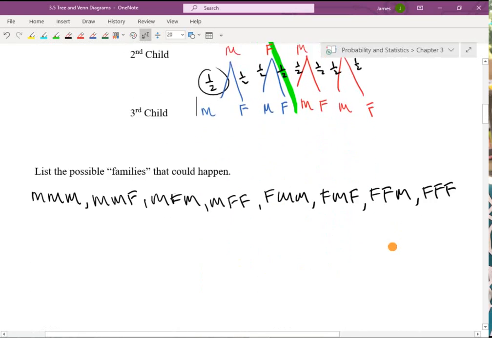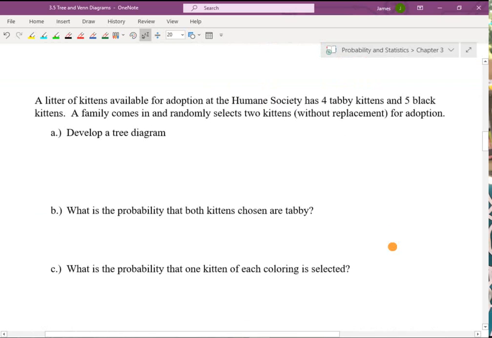Okay, so this question here says a litter of kittens available for adoption at the Humane Society has 4 tabby kittens and 5 black kittens. A family comes in and randomly selects 2 kittens without replacement. So right there, that tells me something about my events. If it's without replacement, then what kind of events? They're dependent. So my probabilities are going to change as we move through this tree diagram. Okay, it says develop a tree diagram. What's the probability that both kittens are tabby, and what is the probability that one kitten of each coloring is selected?